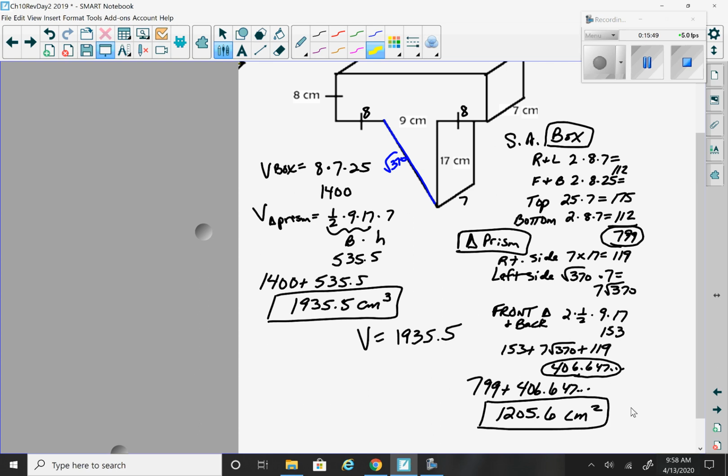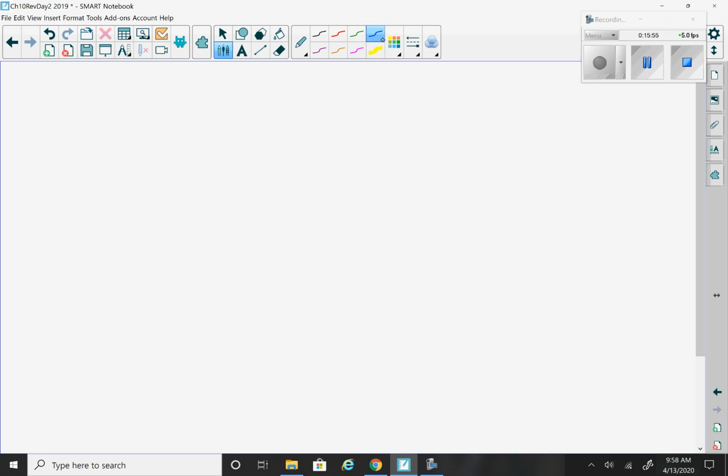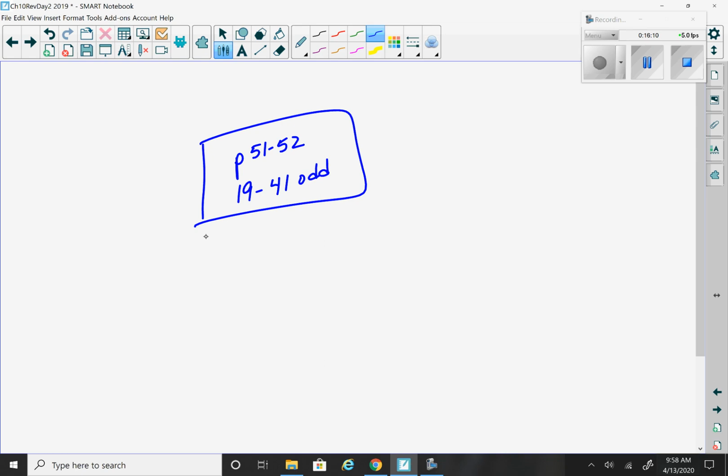Our homework for tonight, oh gosh, I didn't even think of this. Our homework for tonight is from our packet. I am making it a little bit shorter for you. So it's pages 51 and 52, 19 through 41, just the odd. These are the second to last 2 pages out of your packet, 19 through 41 odd. So that's your homework for tomorrow.